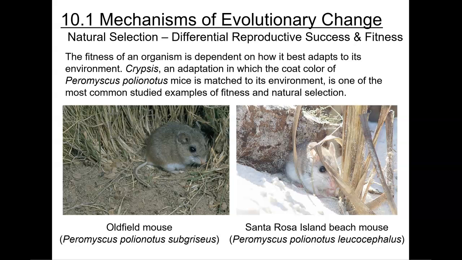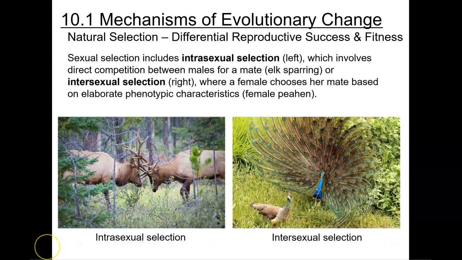Over here on the right-hand side, we see the Santa Rosa Island beach mouse. This mouse, if it remained the color of the old field mouse, would be easily visible and be picked out by predators. Natural selection has led to these mice being able to blend in with their environment. Therefore, they're able to escape their predators. The ones that were darker did not survive, and therefore now the main one is this lighter color mouse.